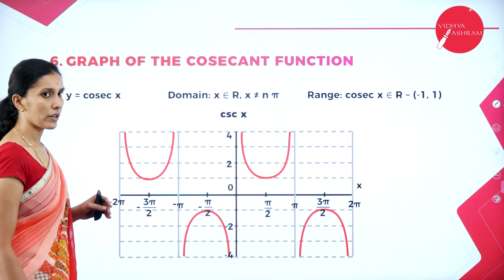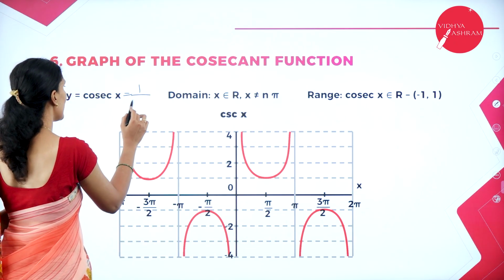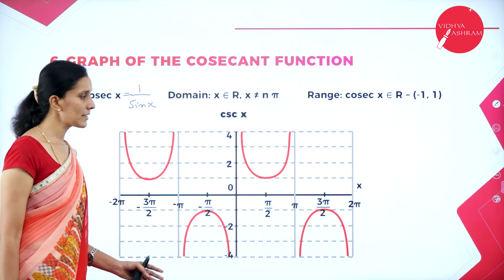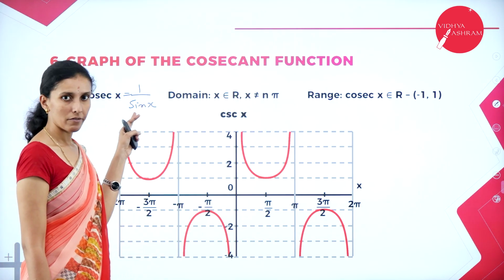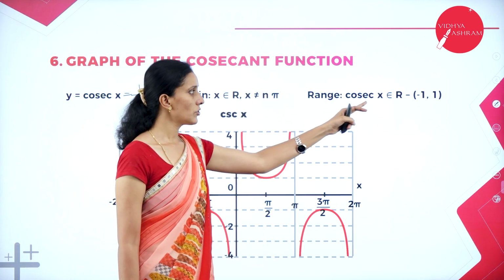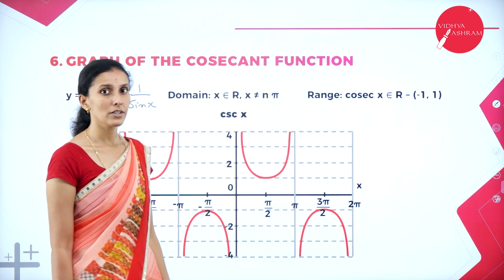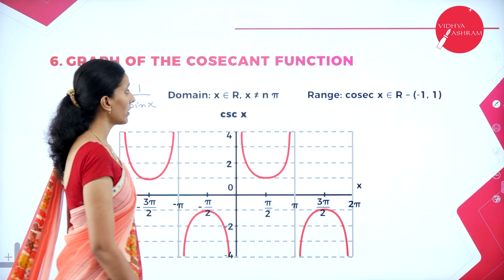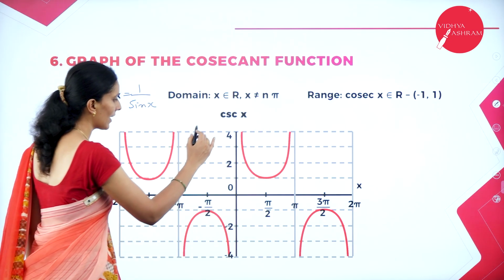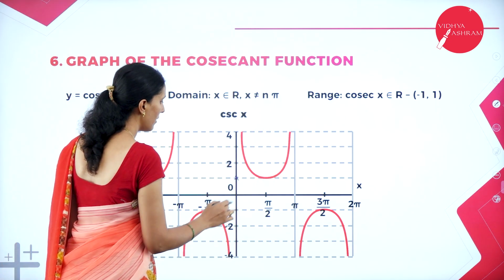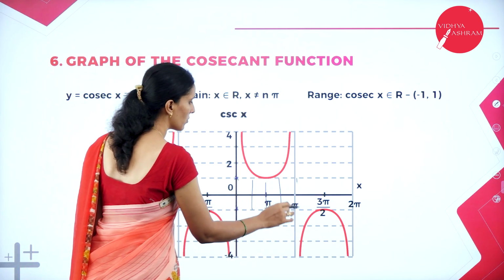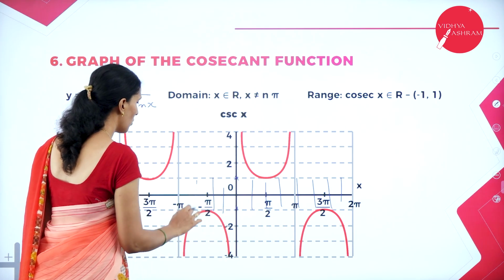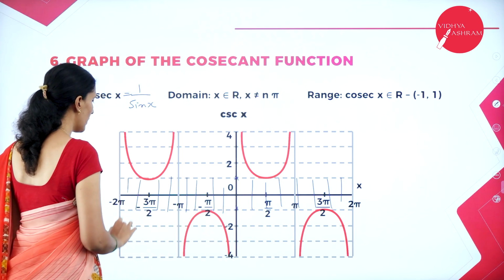Similarly, the cosecant function, which is the reciprocal 1 by sine, has a graph that looks like this, where its domain can be any real angle except n pi, because sine will become 0, and the range is from cosec x minus 1, 1. Why minus 1, 1? Because you can see the graph here. If this is your 1, this is your minus 1. You don't have any graph in between. That means there are no values in between.